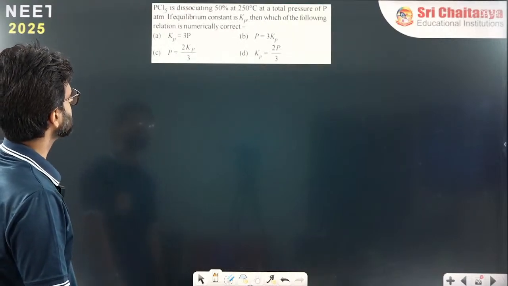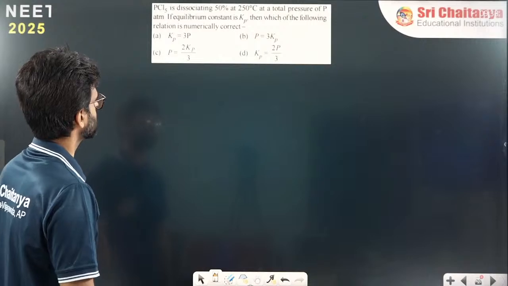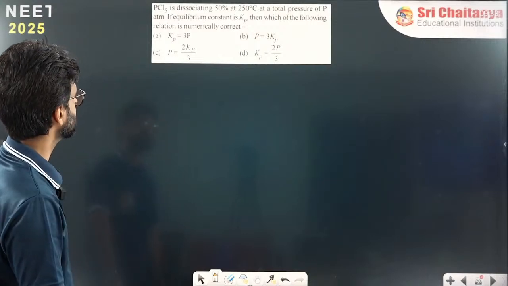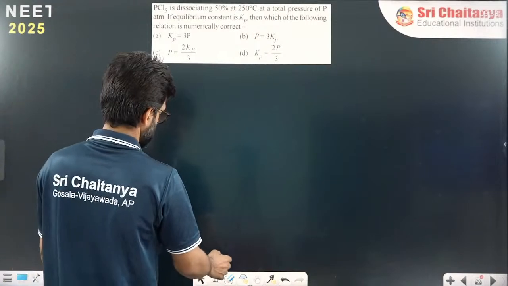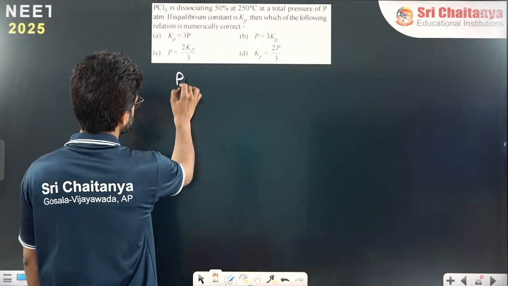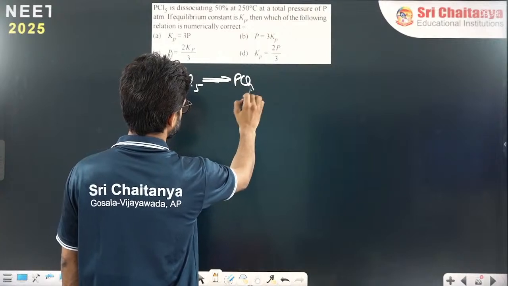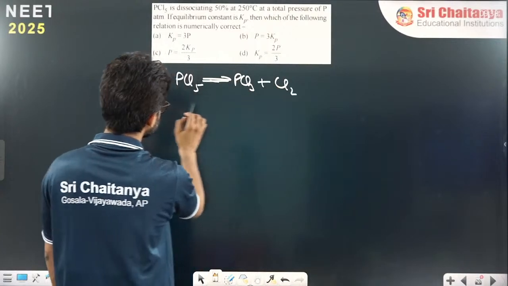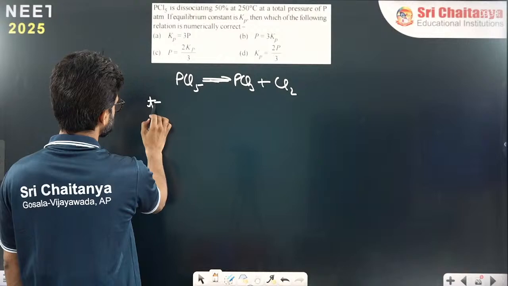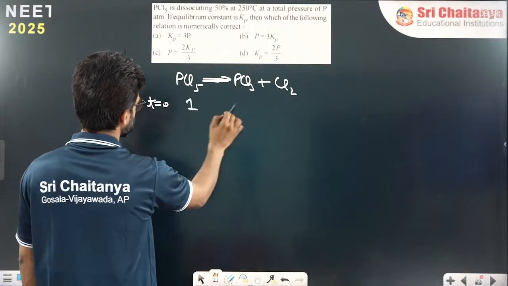The next thing is PCl5 dissociating up to 50%. The total pressure they gave at equilibrium. Okay, so what is the reaction? The reaction is PCl5 dissociating. Fine. In such questions, when nothing is given initially, take 1, or 100.